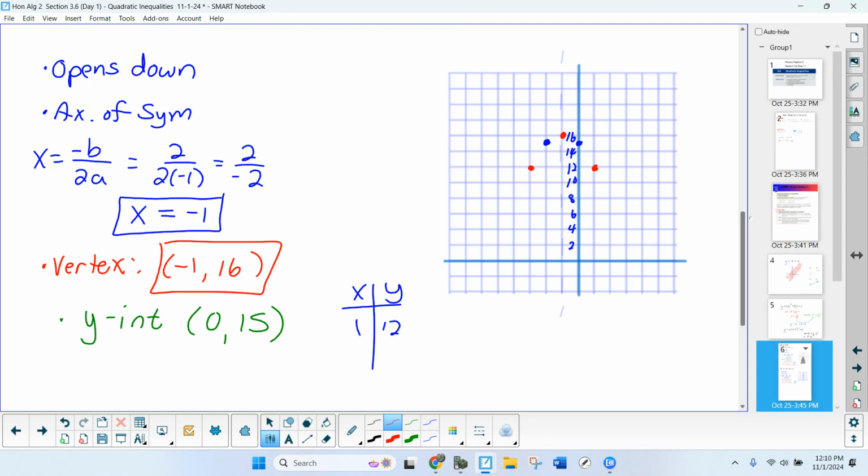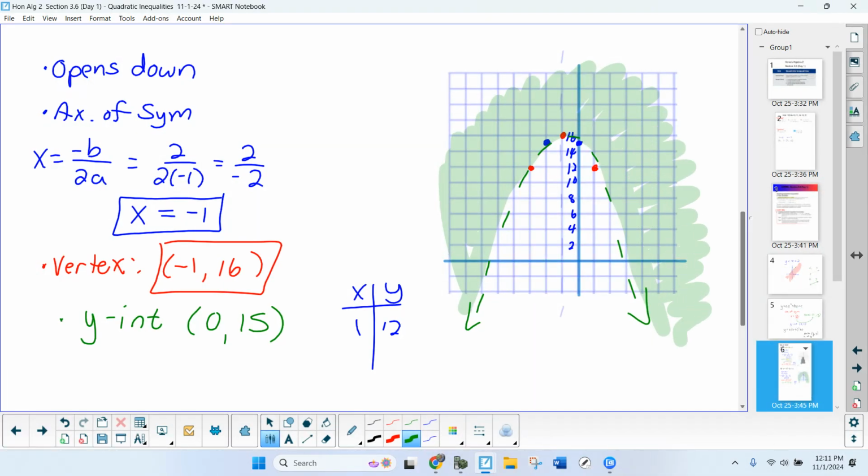Is it dashed or solid? Why is it dashed? Just greater than. And since it's greater than, which way do you shade? Above. Above is above. It's here. This is above. So any point out here in this shaded region would be a solution.